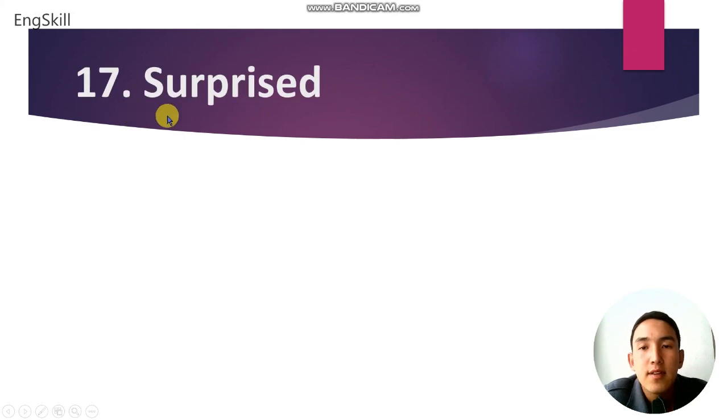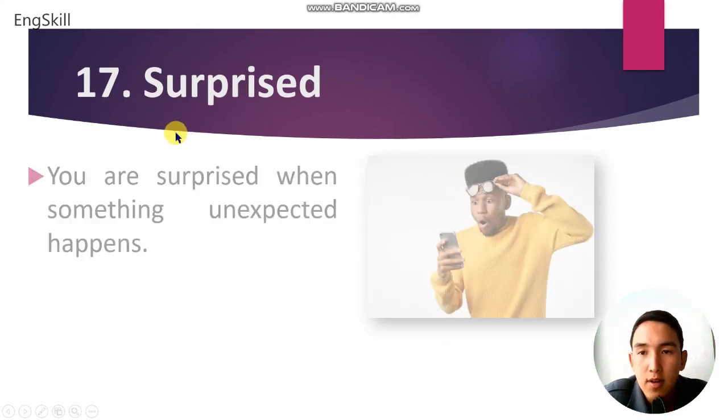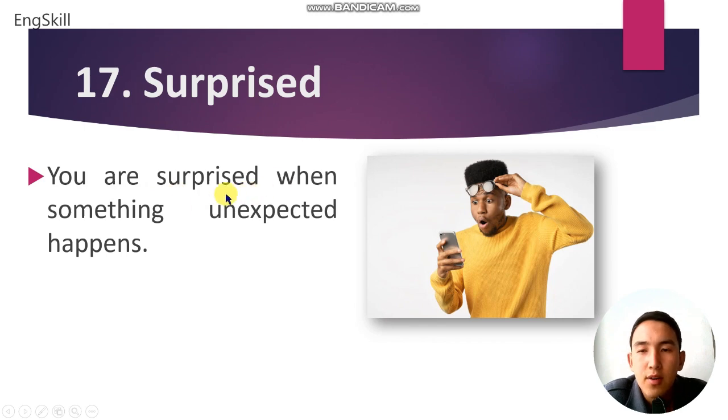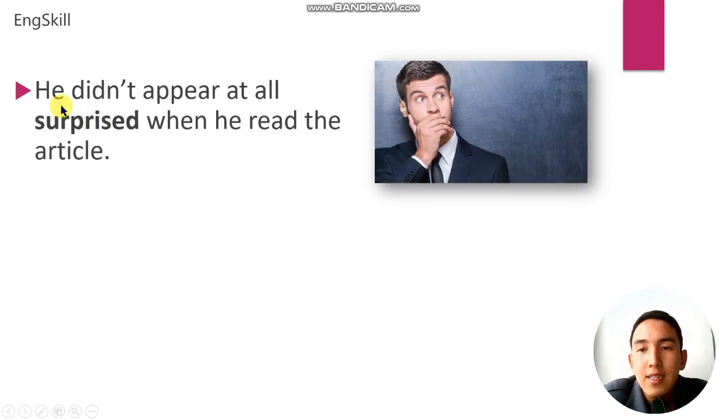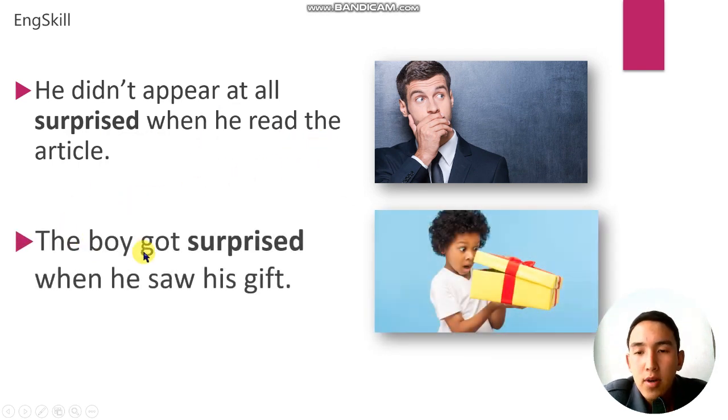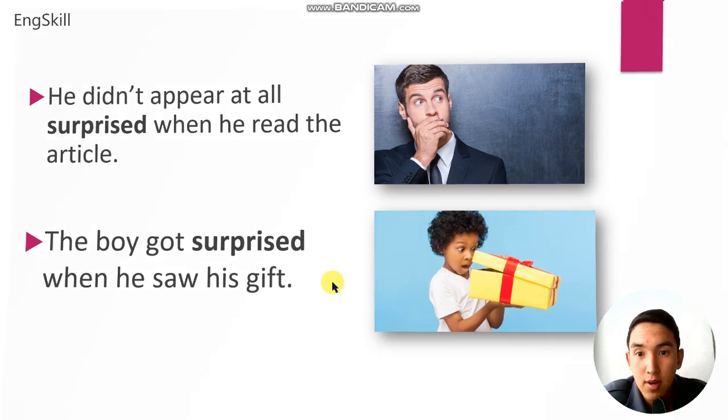Number 17 is surprised. You're surprised when something unexpected happens. For example, he didn't appear at all surprised when he read the articles. The boy got surprised when he saw his gift. This is a gift. When the boy saw his gift, he got surprised.